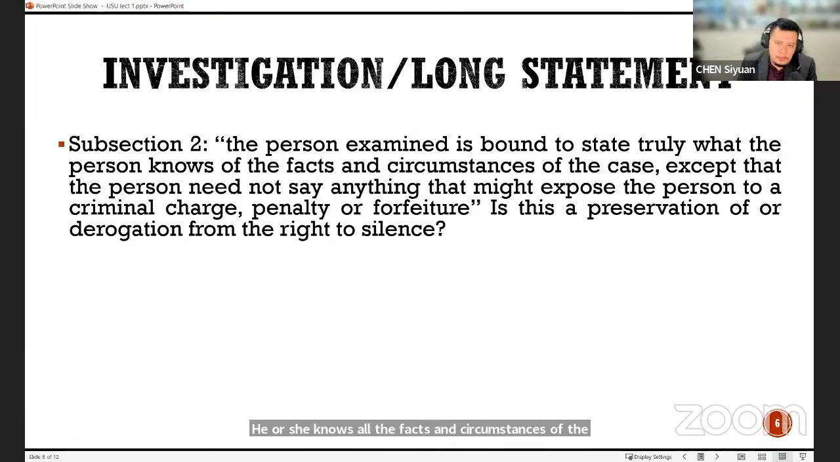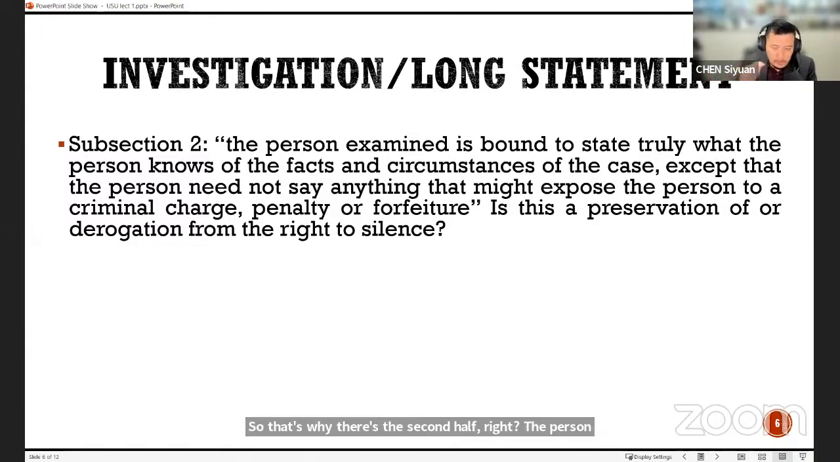Could this be a problem? Or is this just sensible and commonsensical? For those who say that it's sensible, the thinking really is, look, a crime has occurred. We need to gather the facts. We recognize that you have a right to keep quiet, so that's why there's a second half, right? The person did not say anything that may expose the person to a criminal charge. That is the right to silence.